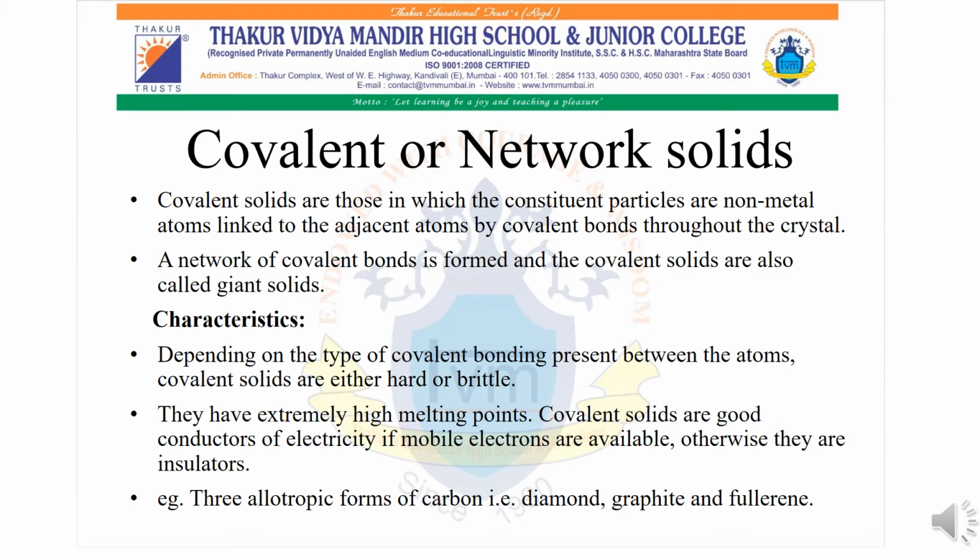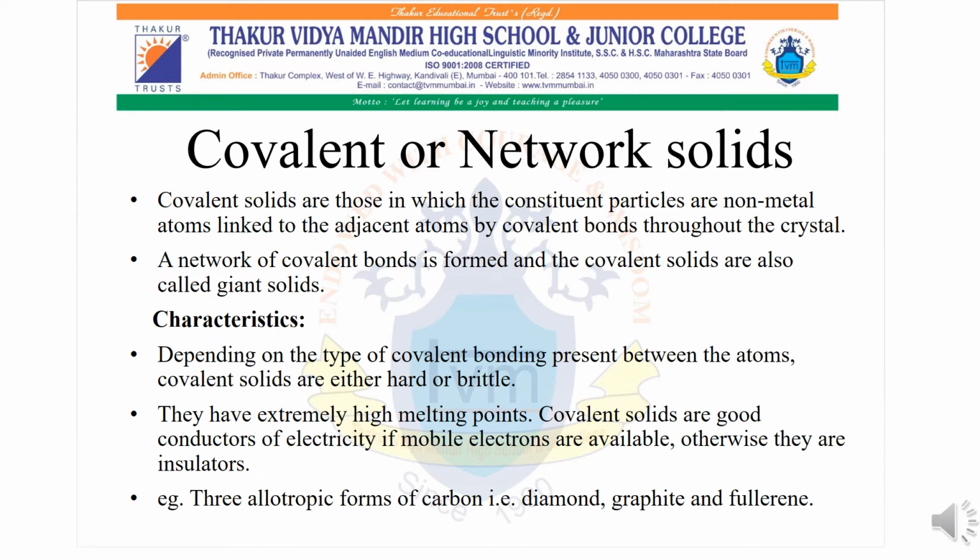Moving on to the next category of crystalline solid, we have covalent or network solids. Covalent solids are those in which the constituent particles are non-metal atoms linked to the adjacent atoms by covalent bonds throughout the crystal. A network of covalent bonds is formed and covalent solids are also called giant solids.